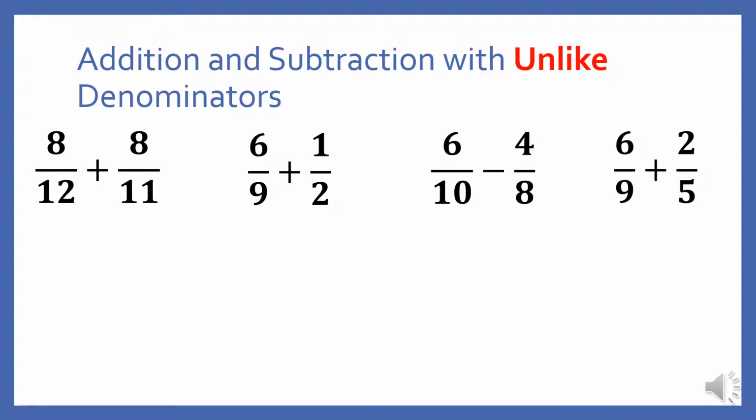Next question. We have 6 over 9 plus 2 fifths. What do we do before we add? We must find the LCM, common denominators.